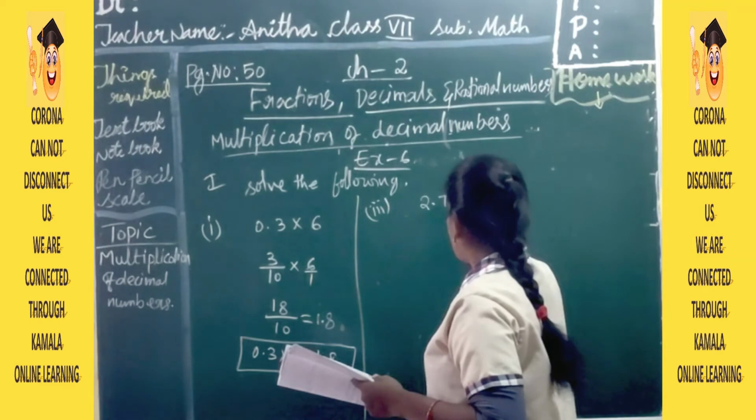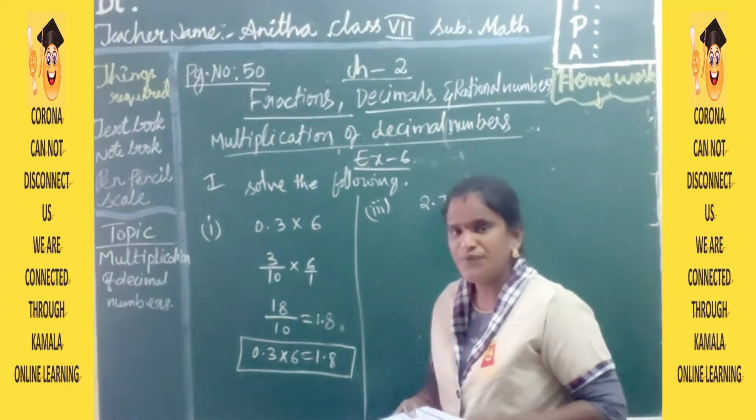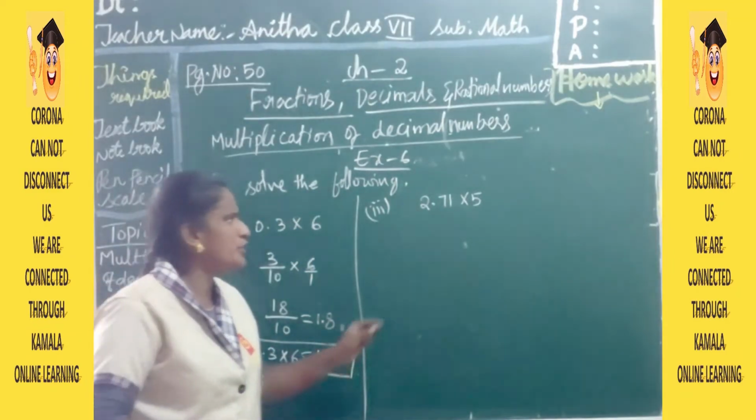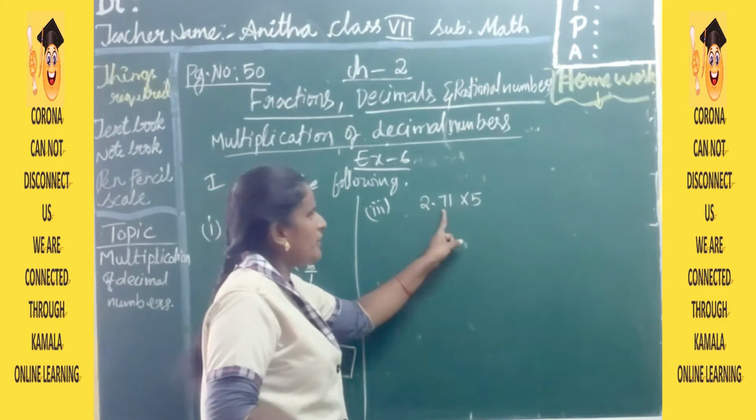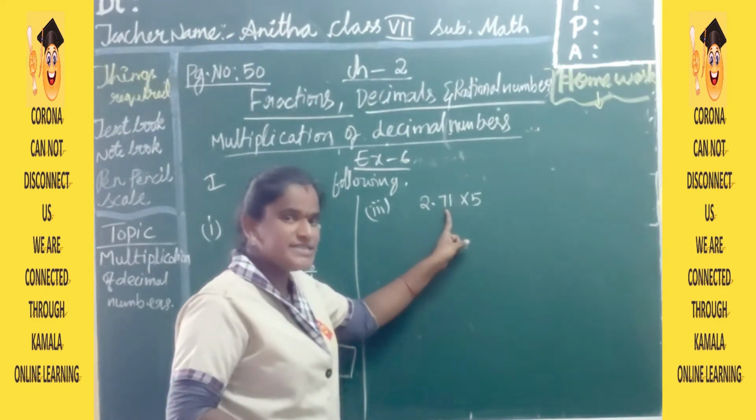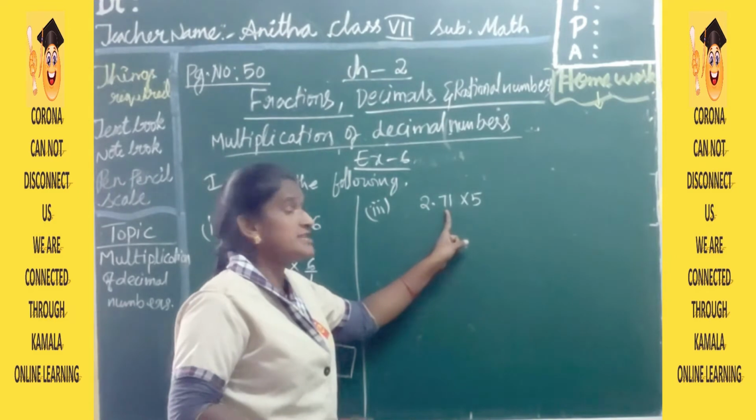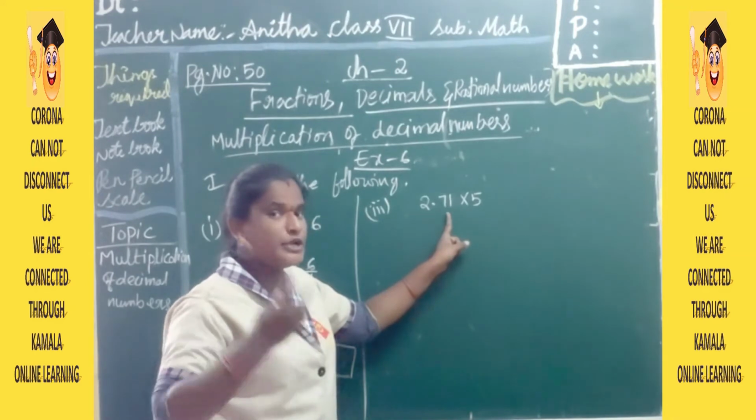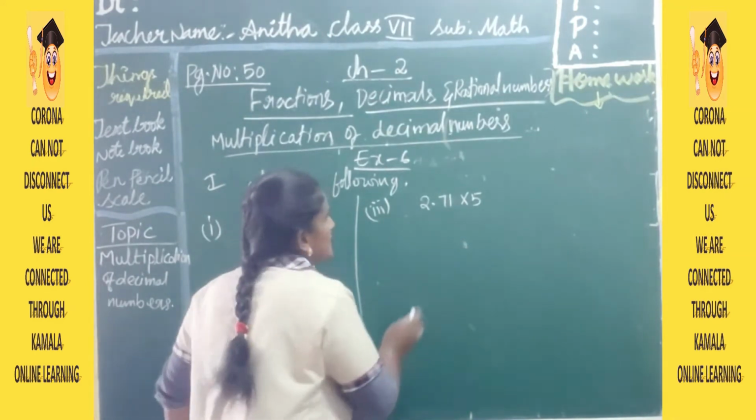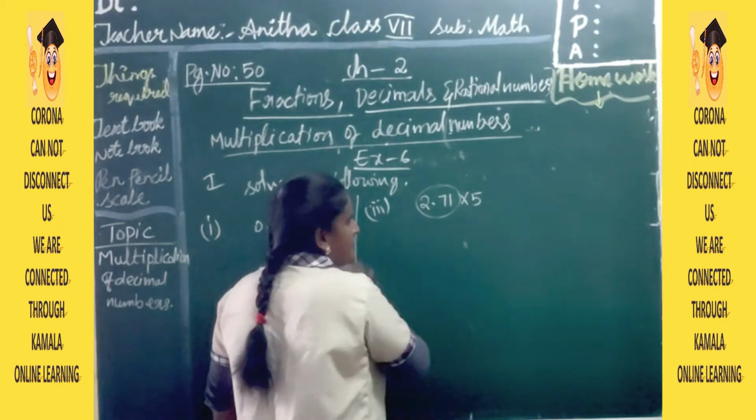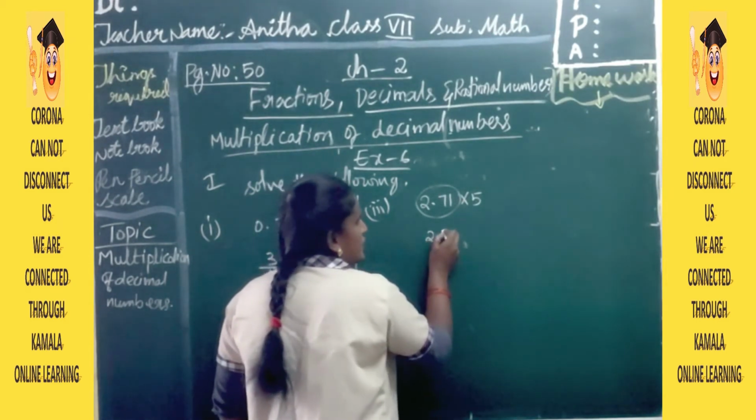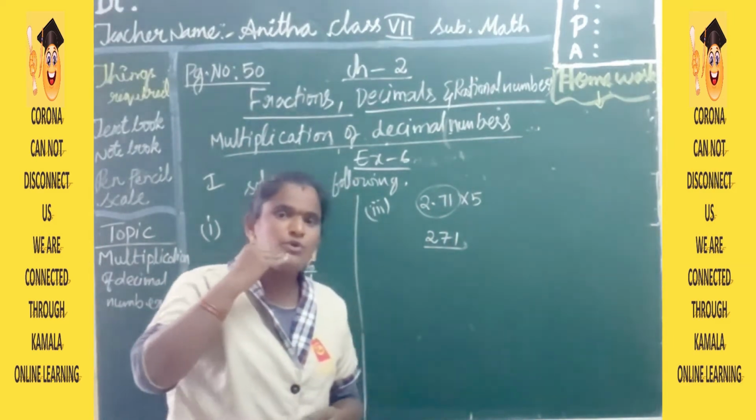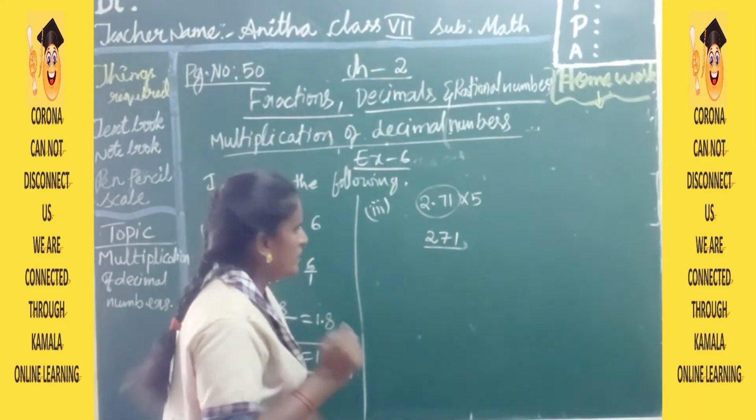2.71 into 5. 2.71 can be written as, simply you have to observe after the point how many digits are there. How many digits are there, children, after the point? 2 digits are there. So in the denominator, what will we get? 2 zeros we will get. Yes? So a decimal number can be written as a fraction. So 271 by 100, we are removing the point.